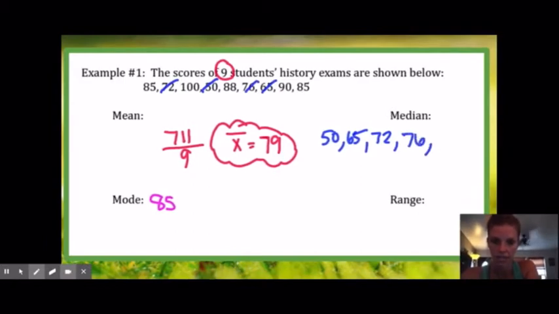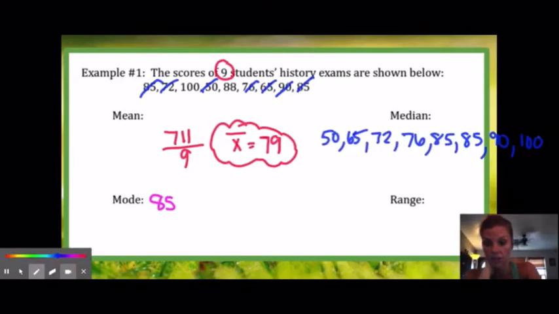And then I've got 85. I've got 2 of them. They both go in. 85. Every single kid's score goes in. 90. Notice I cross them off as I go. I always have to do that just to double check. And 100. So there they are. I was right about the mode. So the 85 occurred the most.